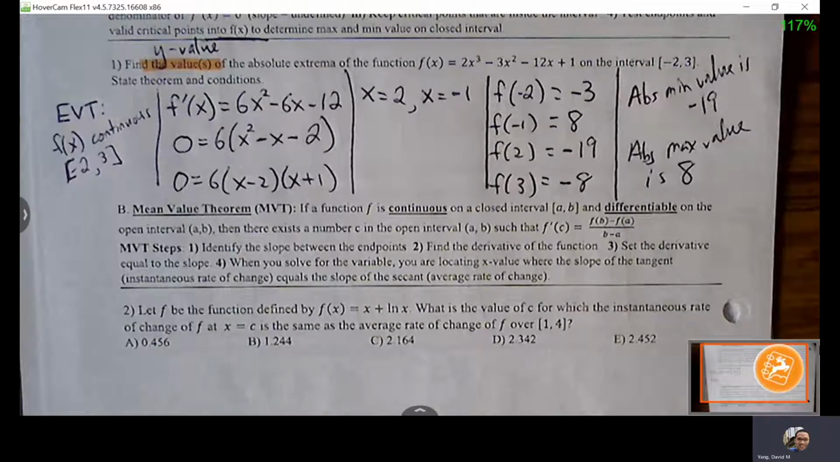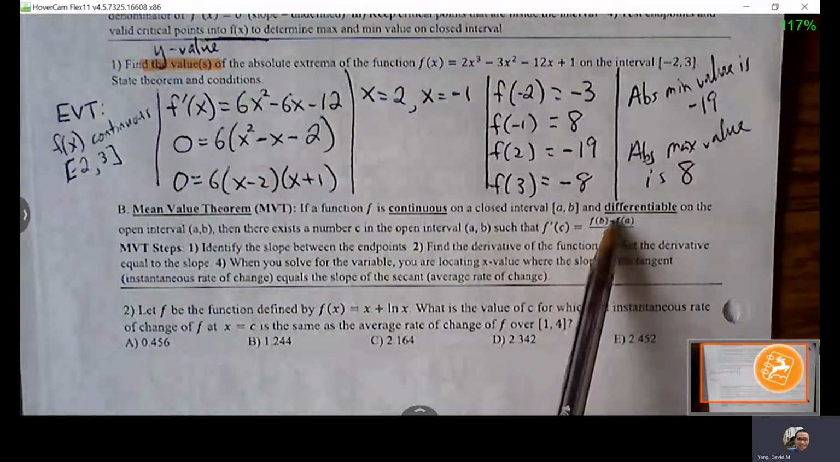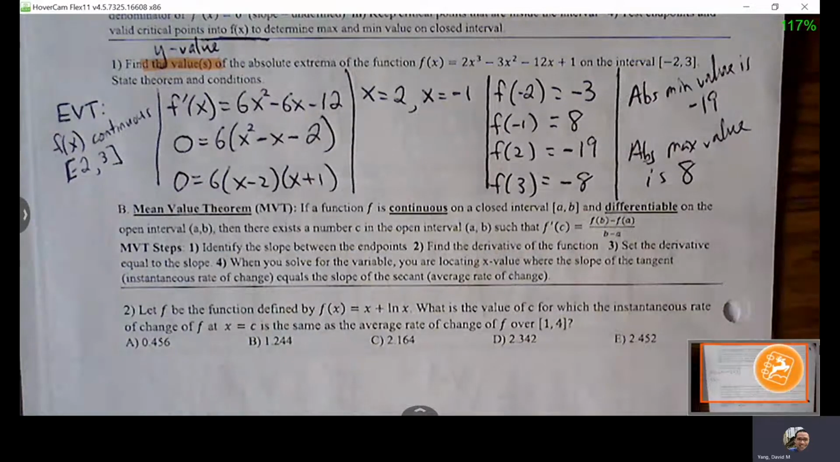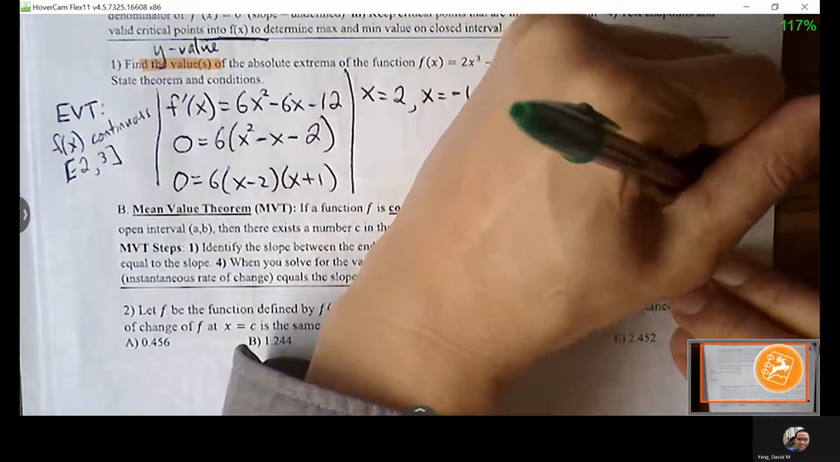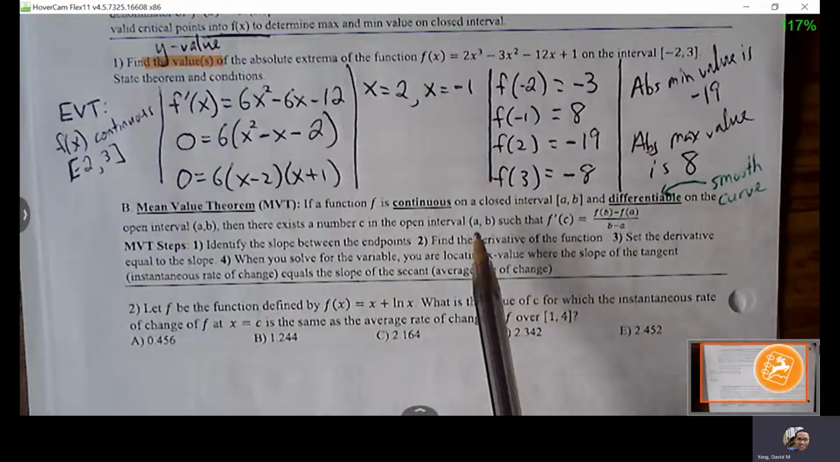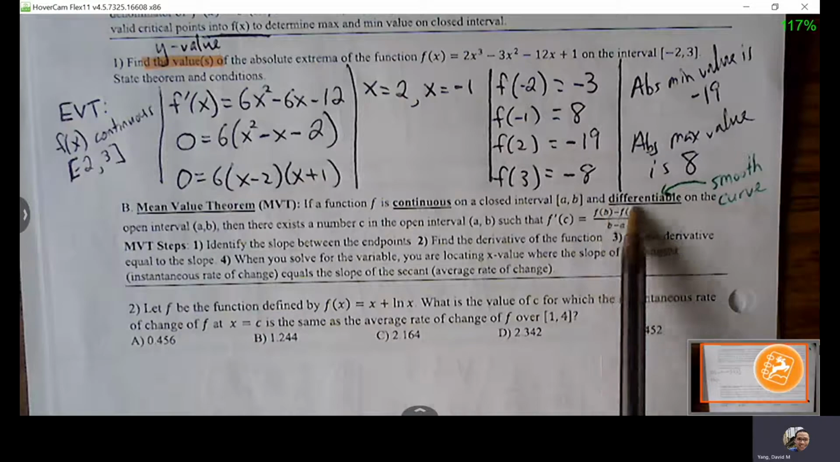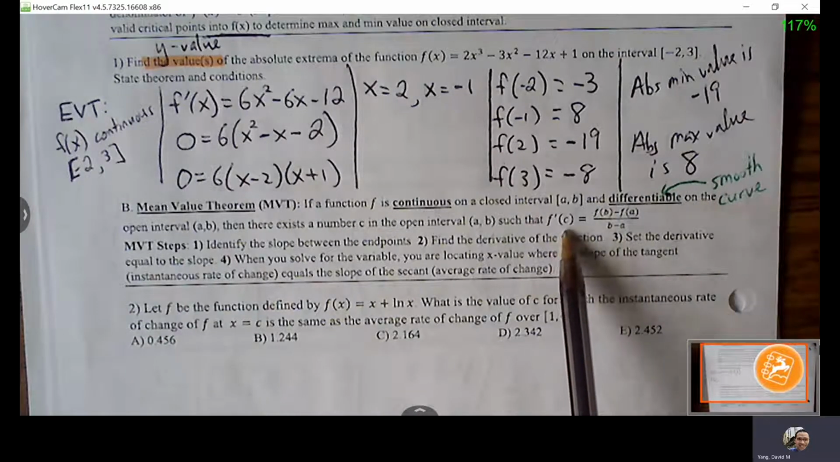Okay, mean value theorem. Mean value theorem says if a function is continuous on the closed interval and differentiable on the open interval, so now we do need the graph to be a smooth curve. Okay, so differentiable means smooth curve. Then there exists a number c on the open interval such that the slope between the endpoints is going to be guaranteed and going to be found somewhere along that curve.